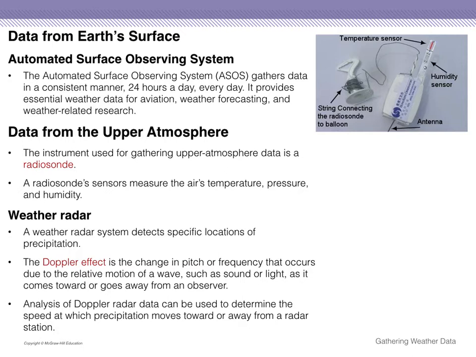The Doppler effect is the change in pitch or frequency that occurs due to the relative motion of a wave such as sound or light as it comes toward or goes away from an observer. So analysis of a Doppler radar will give data that can be used to determine the speed at which the precipitation moves toward or away from the radar station.